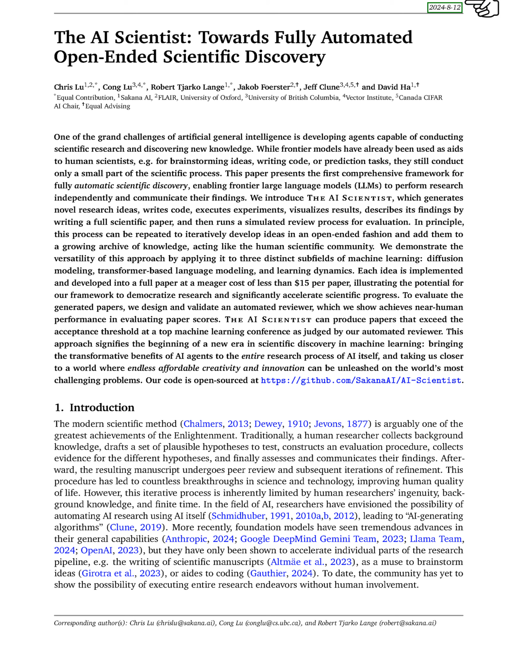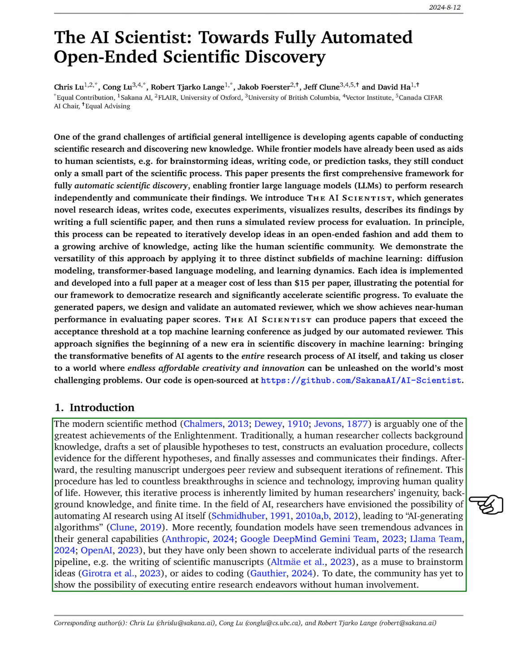Section: Introduction. In this section, we discuss the modern scientific method, which we consider one of the Enlightenment's greatest achievements. Typically, researchers gather background knowledge, formulate hypotheses, design evaluation methods, collect evidence, and share their findings. This process, while effective, is limited by human creativity, knowledge, and time constraints.